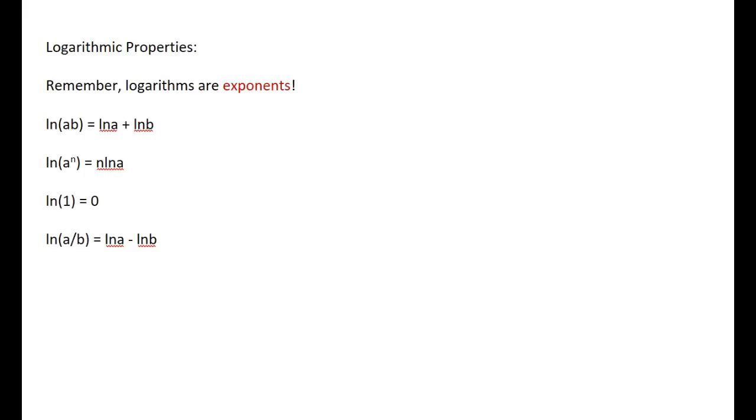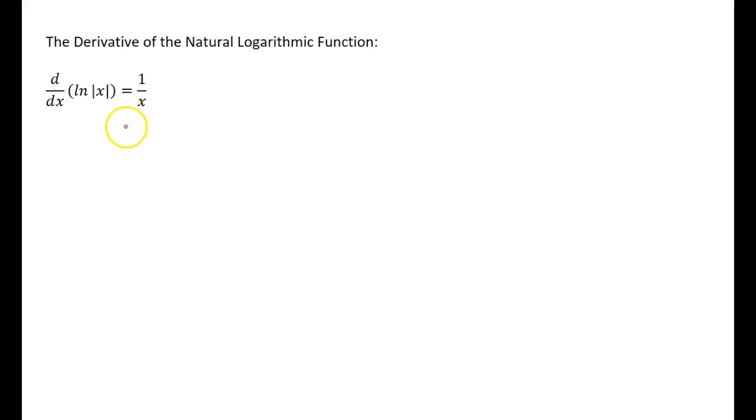Also remember from algebra that the natural log of a product is equal to the sum of their logs. If I have the natural log of a raised to a power, that power can come around front and turn it into n times the natural log of a. The natural log of 1 is always 0, and if I have a quotient, that is equal to the difference of the logs. Okay, so now we're ready to figure out the derivative of the natural logarithmic function.